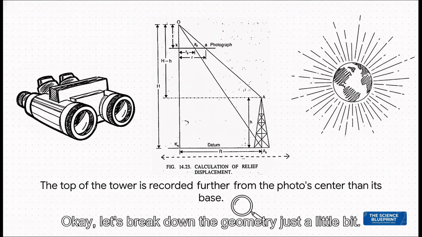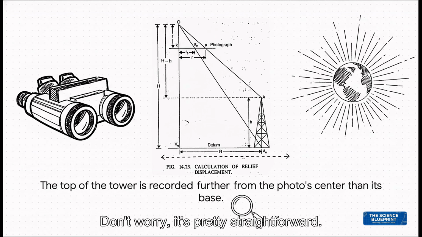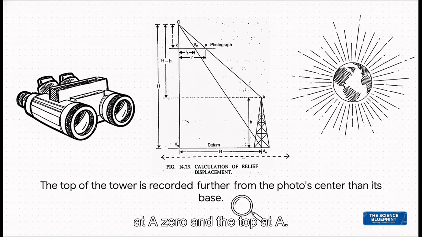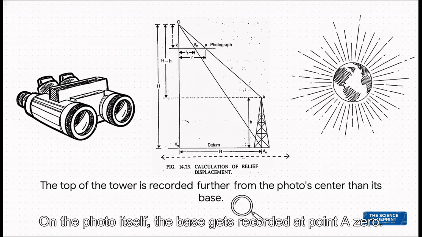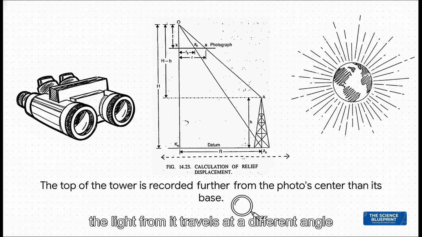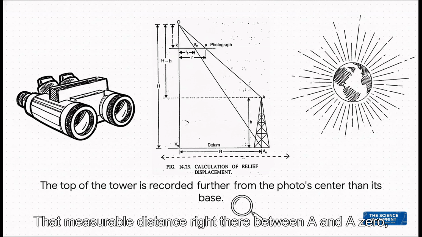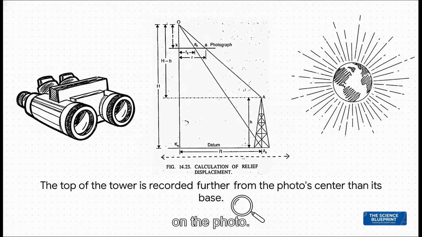Okay, let's break down the geometry just a little bit. Don't worry, it's pretty straightforward. The camera up at point O sees the bottom of the tower at A0 and the top at A. On the photo itself, the base gets recorded at point A0, but because the top is higher up, the light from it travels at a different angle, and it gets recorded further from the center, at point A. That measurable distance right there between A and A0, that's the displacement we can actually measure on the photo.